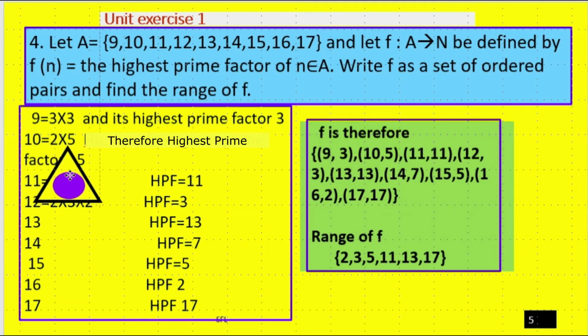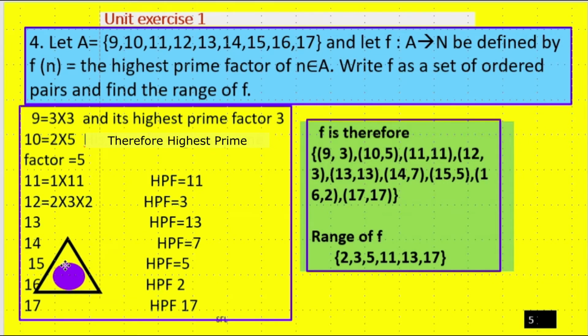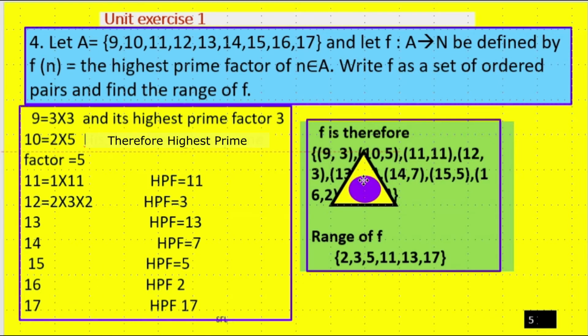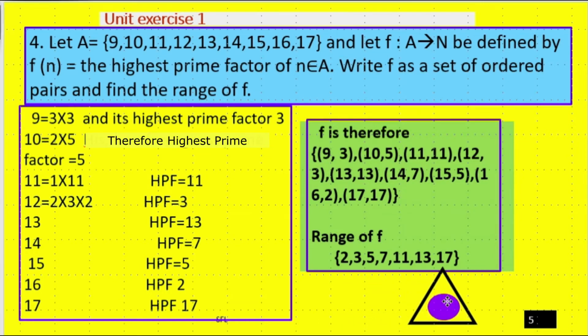10 is 2 × 5. Highest prime factor 5. Like that, 11, the highest prime factor is 11. For 12, 3. 13, 13. 14, 7. 15, 5. 16, 2. 17, 17. Therefore, the function will contain the ordered pairs (9, 3), (10, 5), (11, 11) up to (17, 17). Range of f is therefore the set of the second coordinates: 2, 3, 5, 7, 11, 13, 17.